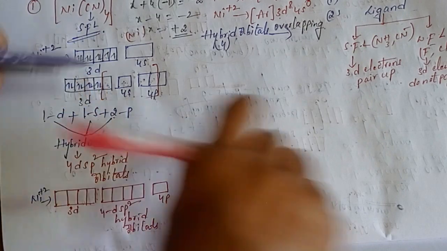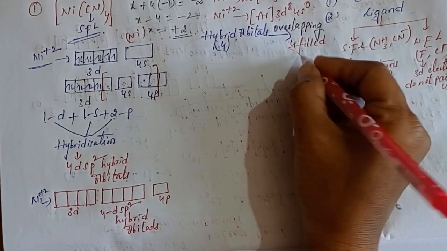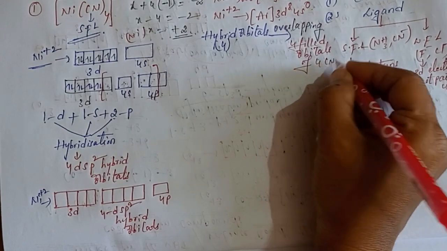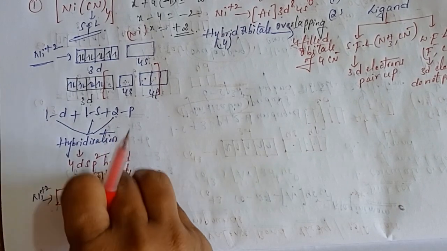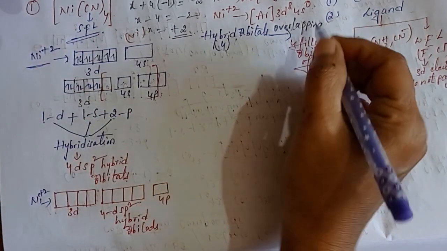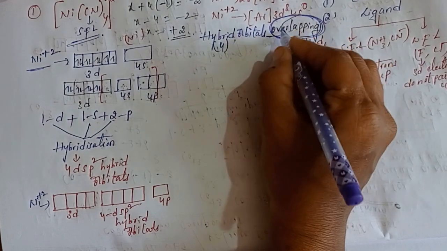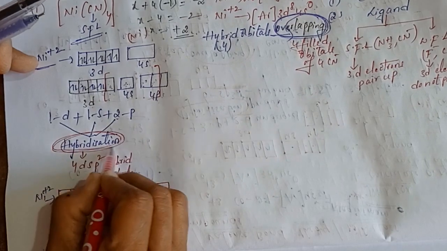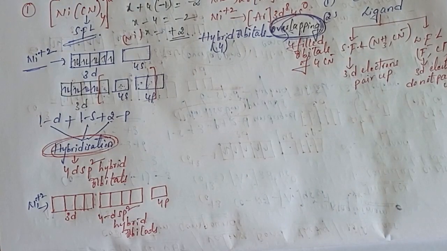Now 4 filled orbitals of cyanide. The hybrid orbitals are overlapping with the 4 filled orbitals of 4 cyanides. Clear? So here these hybrid orbitals are undergoing overlapping with the 4 cyanide orbitals. This word is important, students. Overlapping word you have to remember. This is overlapping. Here, hybridization, this word is important. Are you clear? Hybridization. Okay, this is overlapping, right?